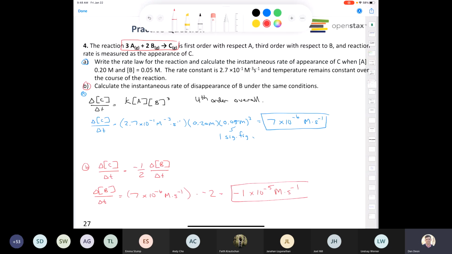Now, if you're wondering why it is negative, the reason I'm leaving it as negative is because this is the rate of disappearance, okay? Disappearance, because it is disappearing with time.